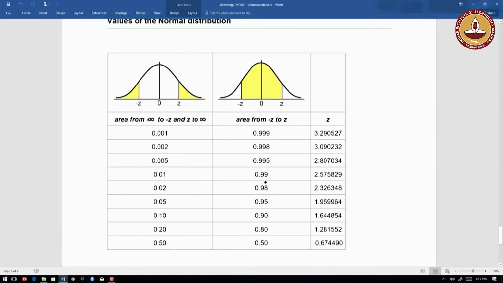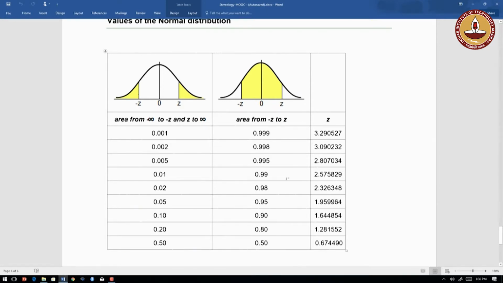So, I want to look at 0.95. What is the value of z for 0.95 area? The value is 1.96, right, if you take it to the second decimal place. If I choose 99%, 0.99, then the value of z becomes 2.57 or 2.58. If I choose 99.9%, the value becomes 3.29.